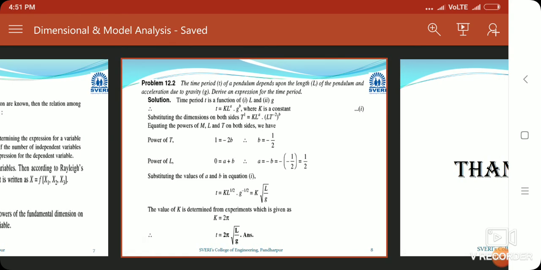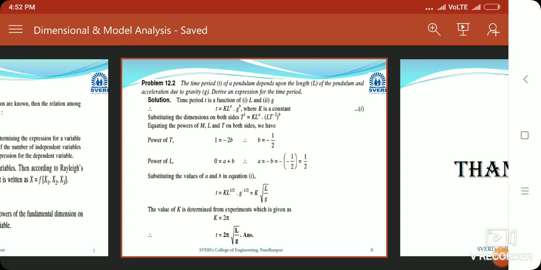L raised to 1 by 2 means square root of L, and g raised to minus 1 by 2 means 1 by square root of g. Therefore, T is equal to k into square root of L by g, where the value of k is determined by experiment. If you know the value, use it, otherwise you keep the expression as it is. If it is determined by experiments, then k is equal to 2 pi. Therefore, T is equal to 2 pi square root of L by g.